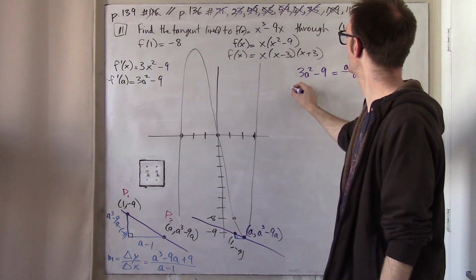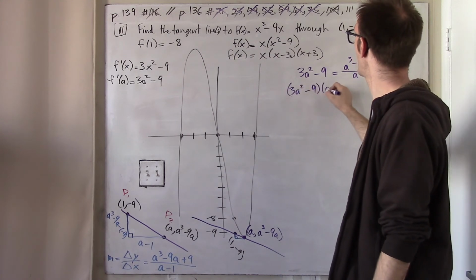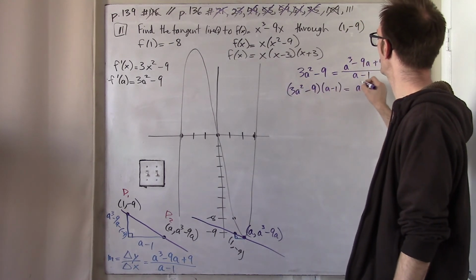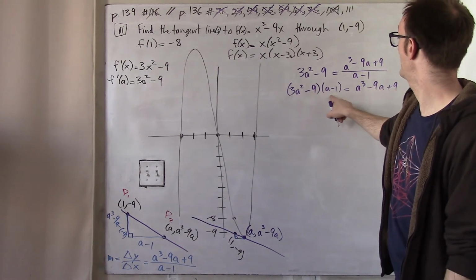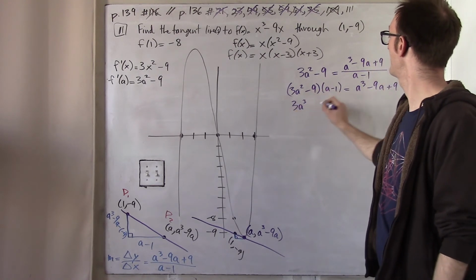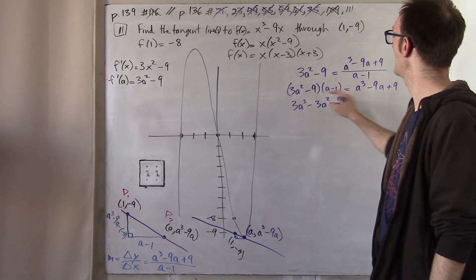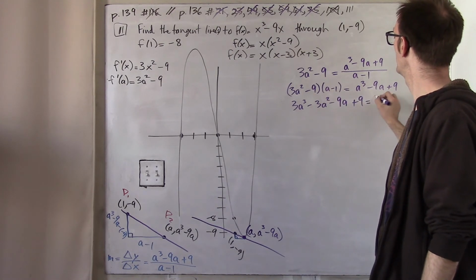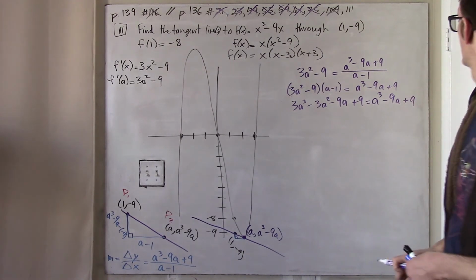Maybe I'll do this slowly. So 3a squared minus 9 times a minus 1. That seems like the obvious thing to do. And then this is going to give me 3a cubed minus 3a squared minus 9a plus 9 equals a cubed minus 9a plus 9.